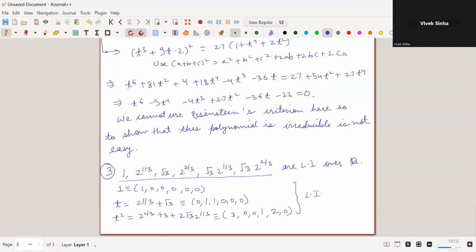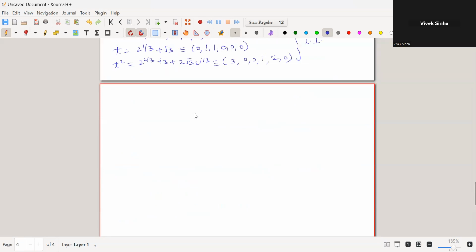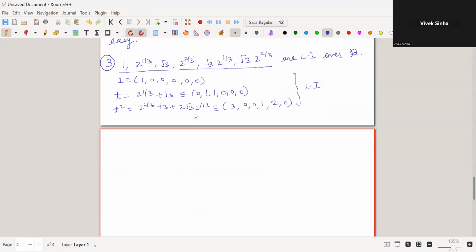Now, what if we get t cubed? T cubed, just take the cube of this. We have to do all these calculations.